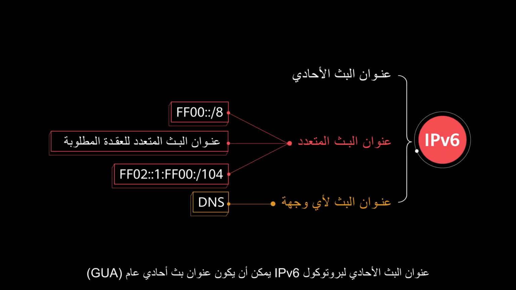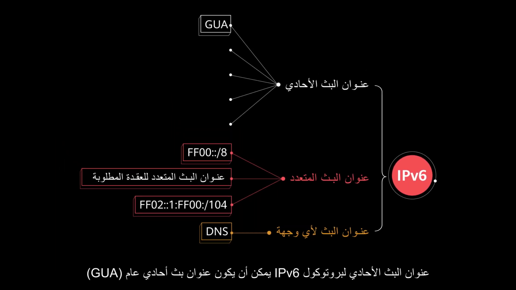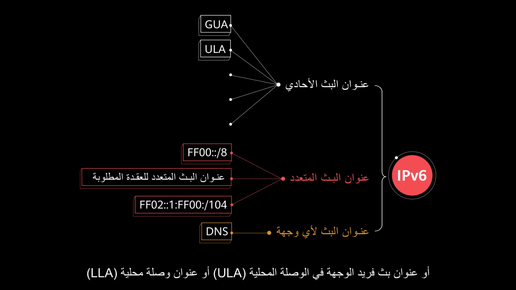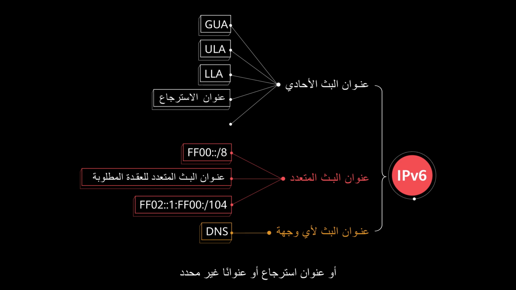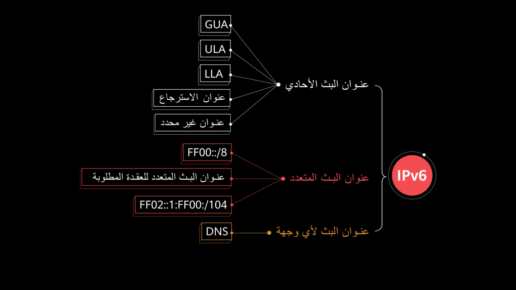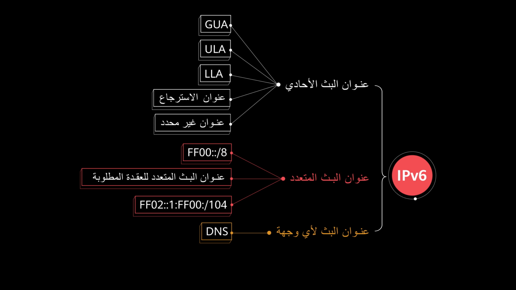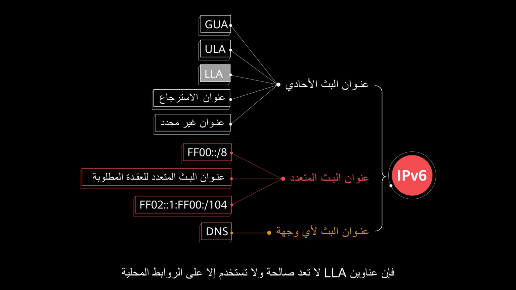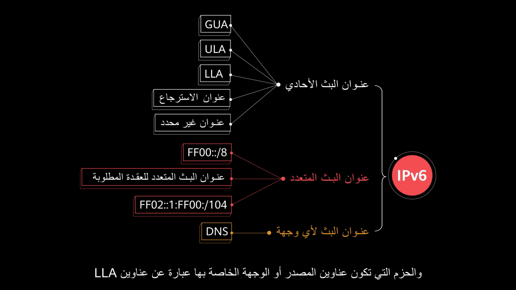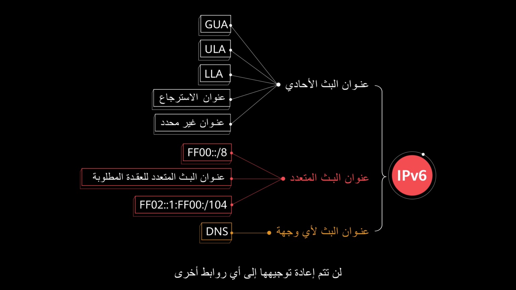An IPv6 unicast address can be a global unicast address, unique local address, link local address, loopback address, or an unspecified address. As is the case with public IPv4 addresses, GUAs are globally routable and reachable in the IPv6 Internet. And similar to private IPv4 addresses, LLAs are valid and used only on the local links. Packets whose source or destination addresses are LLAs will not be forwarded to any other links.